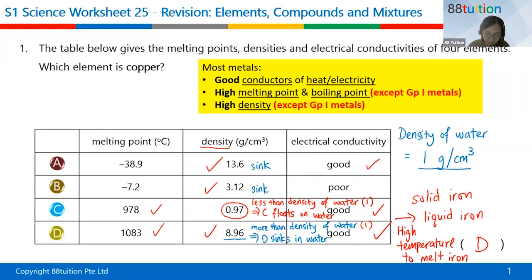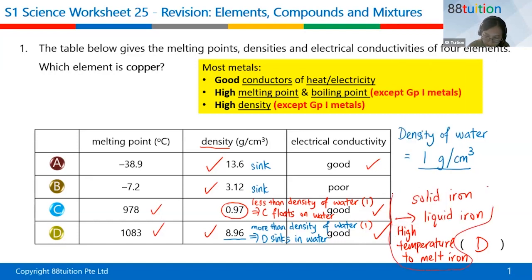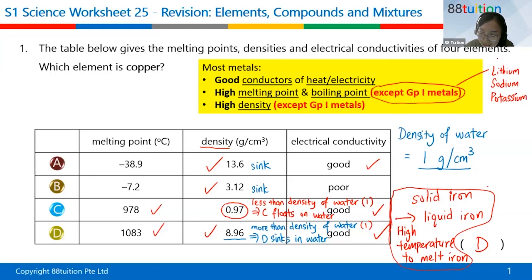All right, so this part, hang on, this is just an extra point. Solid iron melting to liquid iron needs a high temperature. All right, let's move on. Maybe I'll just let you know, group 1 metals are special cases. For example, lithium, sodium, potassium. Some of them actually float on water. Can you imagine a metal that floats on water? So these are special cases.